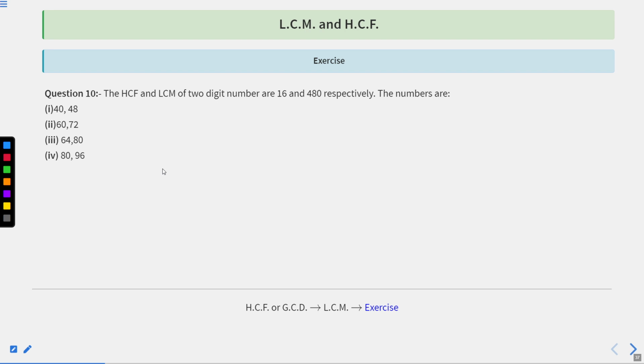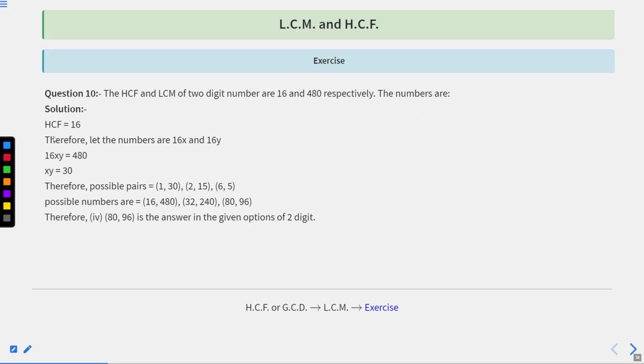Let us now move to our last problem, that is question number 10. HCF and LCM of two two-digit numbers are 16 and 480 respectively. So that means 16 is the HCF and 480 is the LCM. So the numbers are.